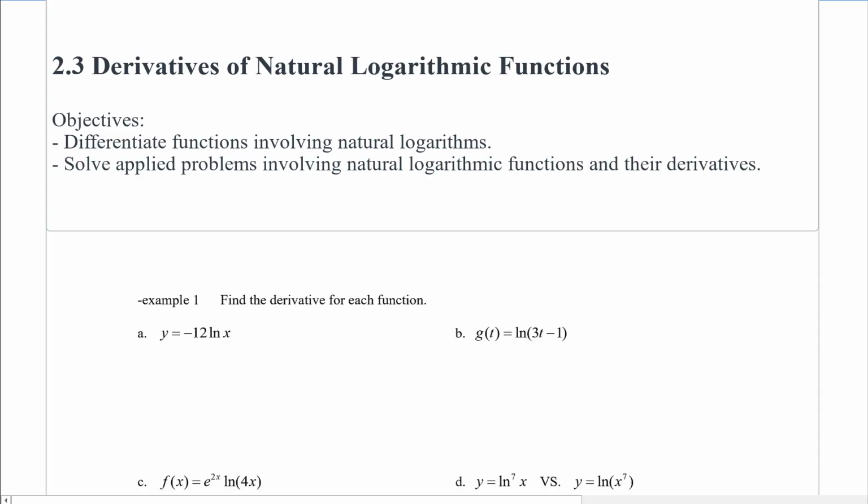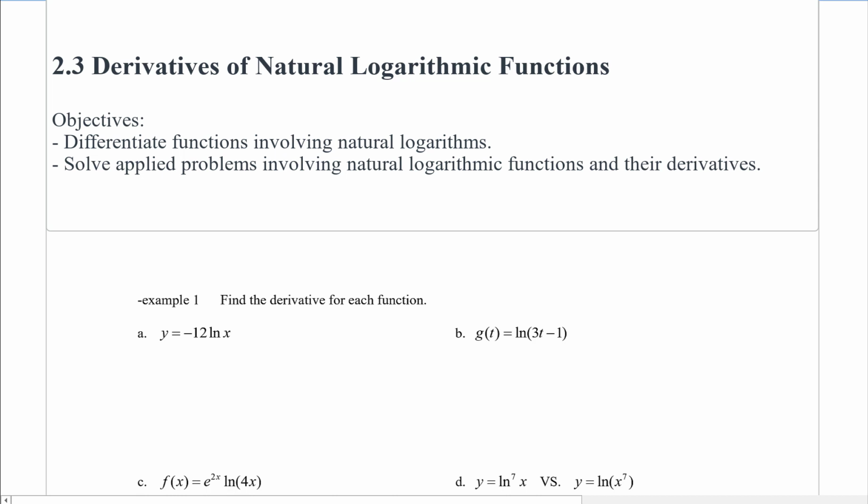Section 2.3 on derivatives of natural logarithmic functions. Our objectives for this section are going to be the following. First, we're going to differentiate functions involving natural logarithms. And second, we're going to solve applied problems involving natural logarithmic functions and their derivatives.